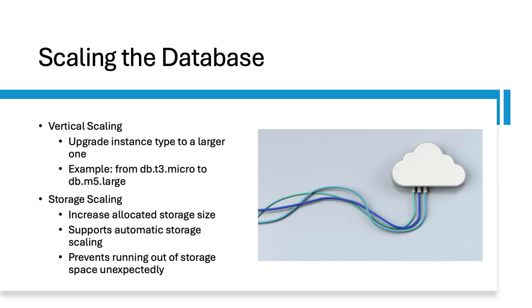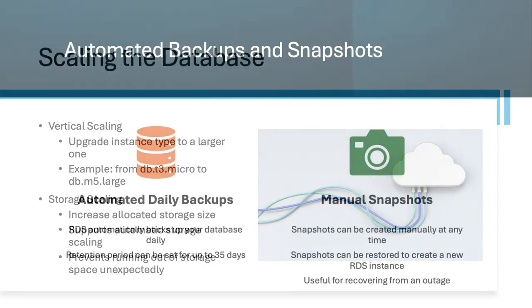Amazon RDS allows easy scaling of your database instance. You can vertically scale by upgrading your instance type, for example from db.t3.micro to db.m5.large. Additionally, you can scale storage by increasing the allocated size, with automatic storage scaling to prevent running out of space.